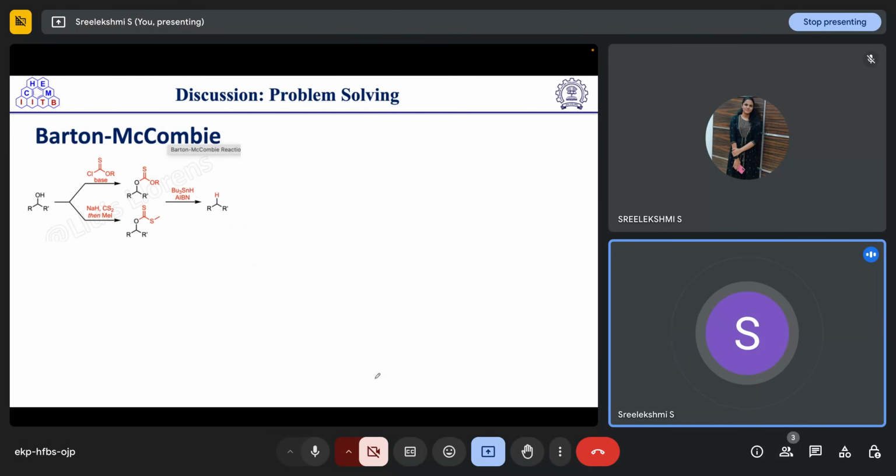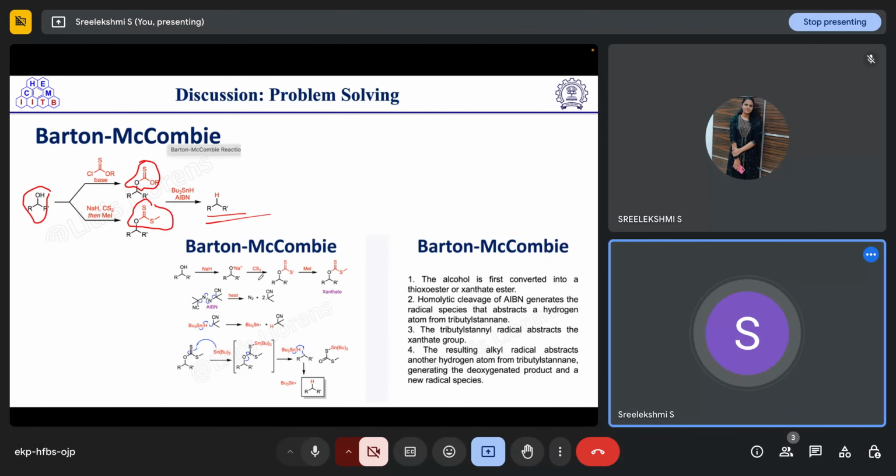Moving to the next reaction, that is the Barton-McCombie reaction. So here what is happening is that this alcohol, upon treatment with this base and this sulfur compound, or with NaH and CS2 and then methyl iodide, we will get this compound, which upon treatment with tributyltin hydride and AIBN, we will be able to remove all this, thereby getting this alkene. So this is basically a dehydroxylation reaction, which is shown here.